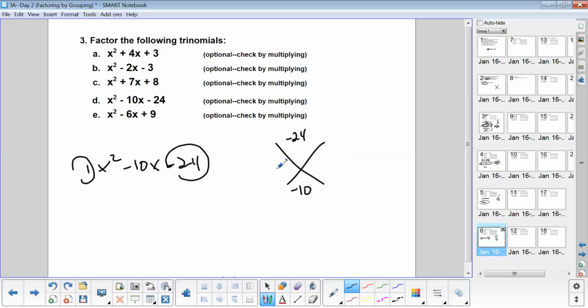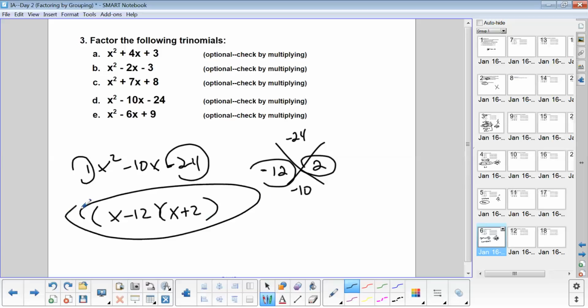And that would be, looks like 12 and 2. That multiplies to give me 24, and this has to be negative, so this would be negative. What's negative 12 plus positive 2? That's negative 10. What's negative 12 times positive 2? That's negative 24. So we found our two factors. So it would be x minus 12 and x plus 2.